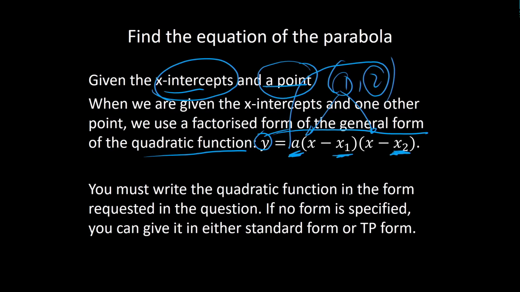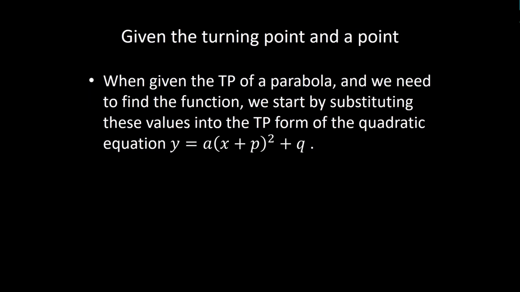Importantly, you must write the quadratic function in the form it was requested. If no form is specified, you can give it either in standard form, which is ax squared plus bx plus c, or in turning point form, which is a times (x minus p) squared plus q. If you were given the turning point and another point, you start by substituting the turning point in for p and q, then substitute your other value for x and y and work out the value of a.